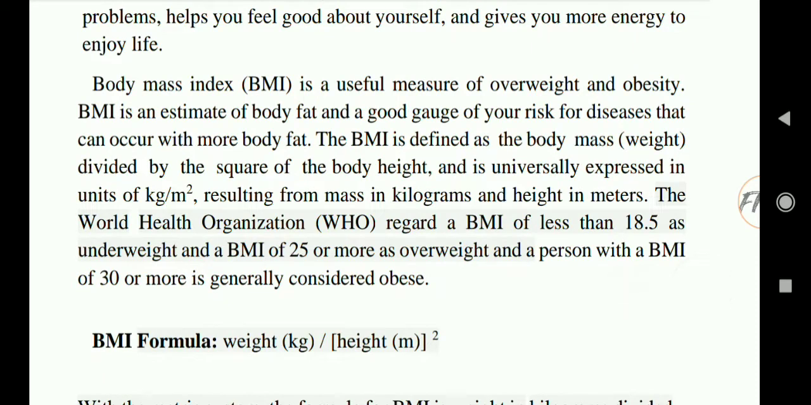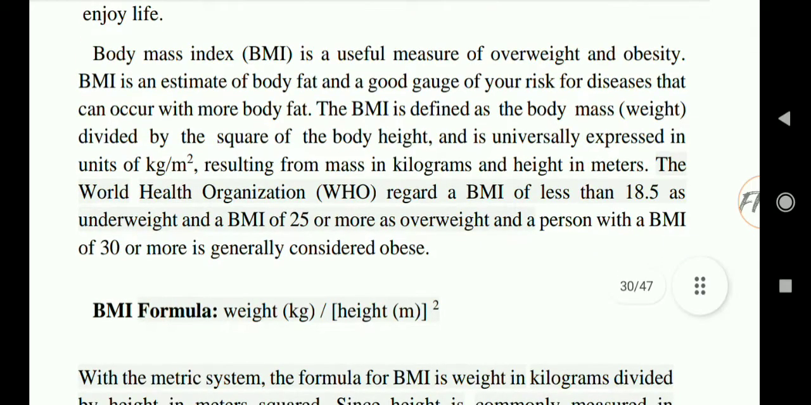Body mass index, that is BMI, is a useful measure of overweight and obesity. BMI is an estimate of body fat and a good gauge of your risk for diseases that can occur with more body fat. The BMI is defined as the body mass divided by the square of the body height, and is universally expressed in units of kg per meter square.